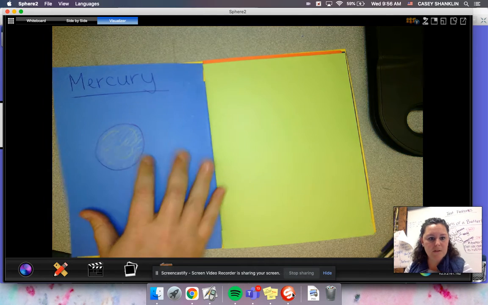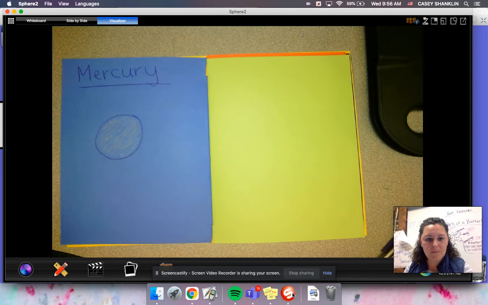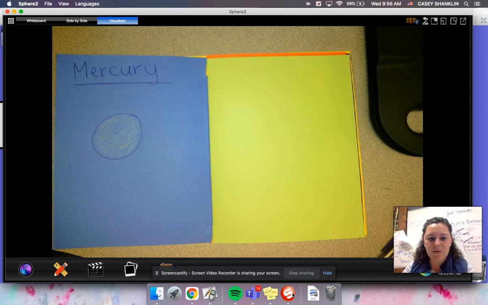Oops, sorry, I didn't show you my book. So I drew my Mercury. And the next thing we're going to do is write down our notes about Mercury.